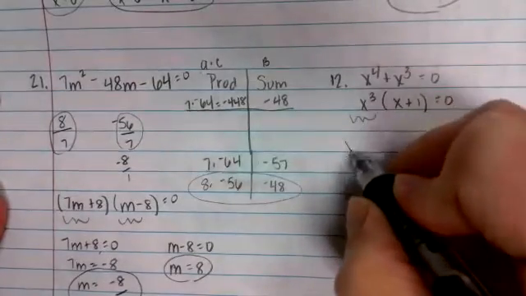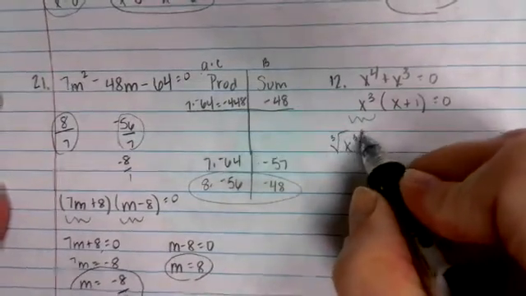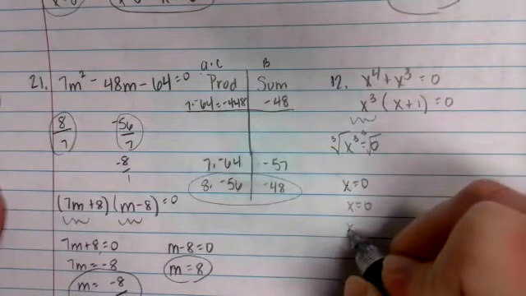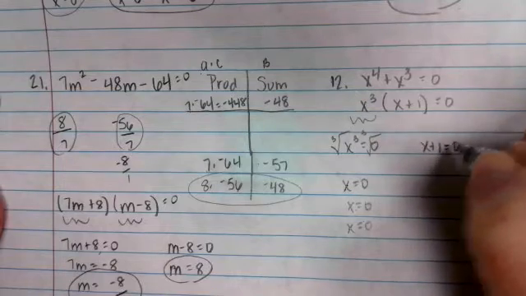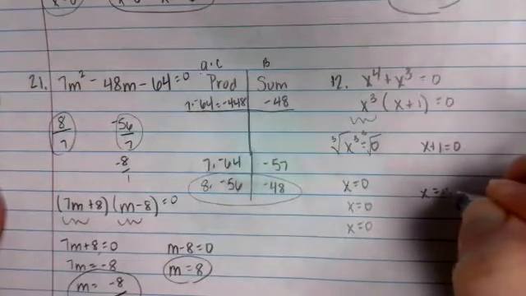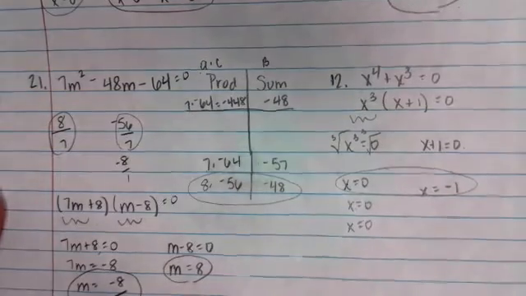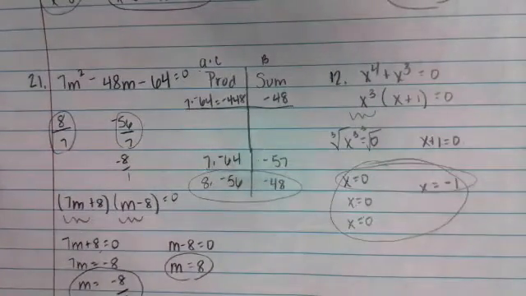So here's one factor. If x to the 3rd equals 0, I can go through and cube root both sides. So I can say x equals 0, 3 times. Here, my x plus 1 equals 0. So if I subtract 1, x is equal to negative 1. So I'm good with one 0 and a negative 1, or I'm good with all 3 zeros and a negative 1. Either way. What else?